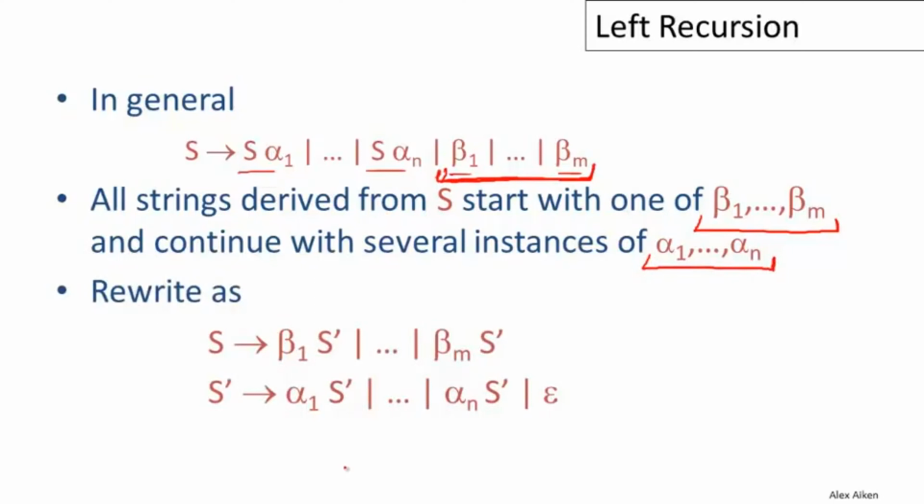And so the general form of rewriting this left recursive grammar using right recursion is given here. So here, each of the betas appears as an alternative in the first position. We only need one additional symbol S prime, and then the S prime rules take care of generating any sequence of the alpha i's.